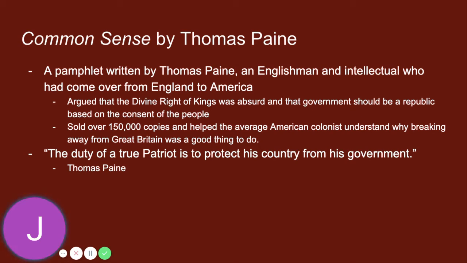And this quote wasn't in Common Sense, but it's a quote by him that I think encompasses what Common Sense was about. It says, "The duty of a true patriot is to protect his country from his government."